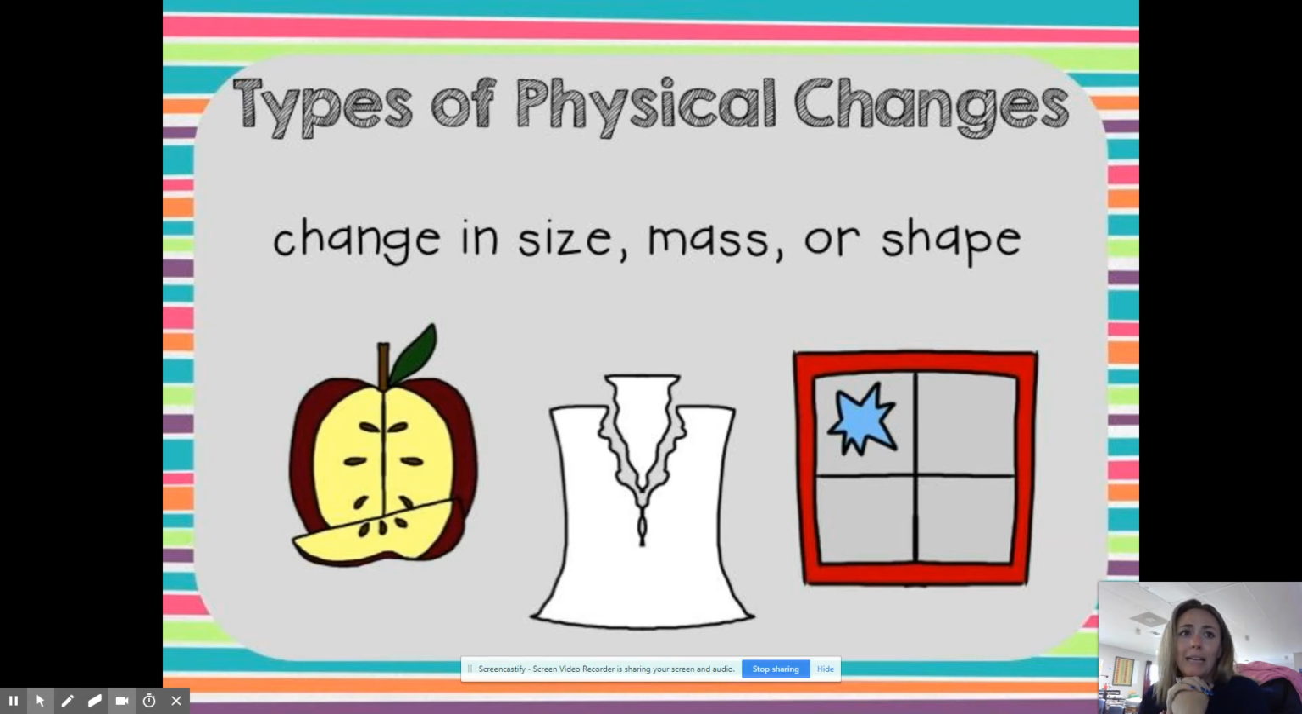Same thing with the paper, and that's a window that's been broken. If you tear a piece of paper, you've now changed its size, its mass, and its shape. And same with that window. Okay?